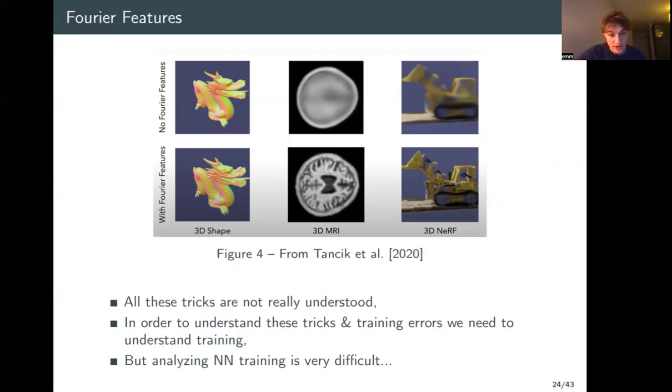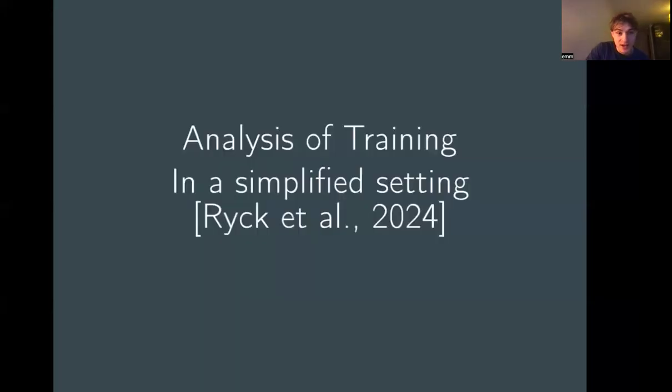And why is that? It's because in order to understand these tricks, we need to understand the training dynamics to know why these tricks actually help training loss to go down. But as everyone knows, analyzing neural networks is notoriously difficult, and no one has a way to do that in practice, and I don't think it's coming anytime soon, but we can analyze this in a very simplified setting and then maybe have some insights based on this.